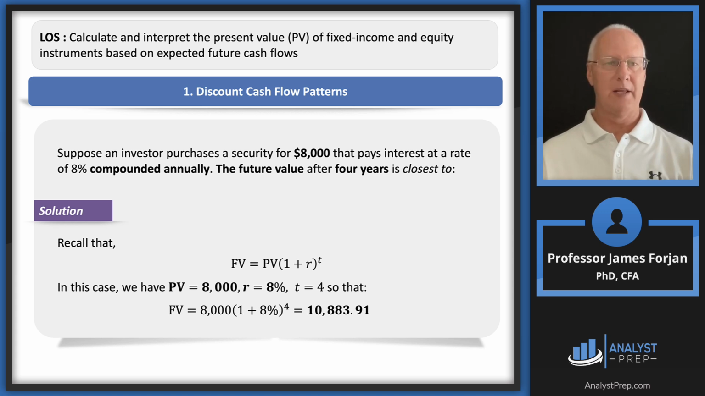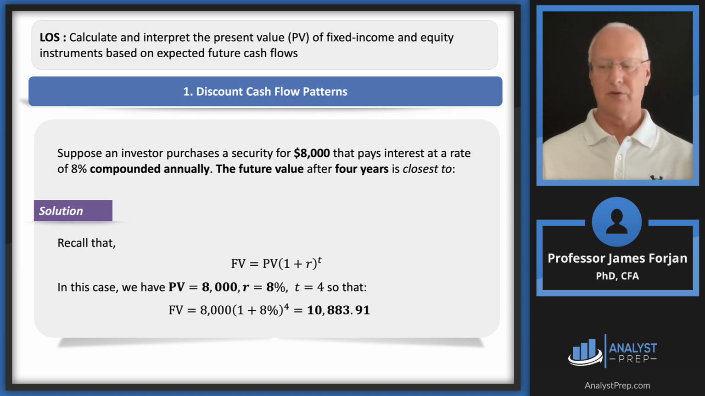All right, so let's suppose that we buy a security for $8,000 today, and it's compounded at 8%. What's the future value after 4 years? Well, this is just a simple problem that we've done before. There's the formula down at the bottom, 1.08 raised to the fourth power. There you have the $10,883.